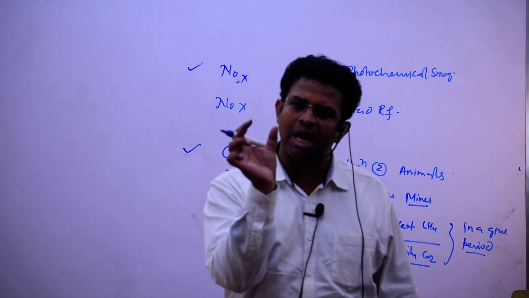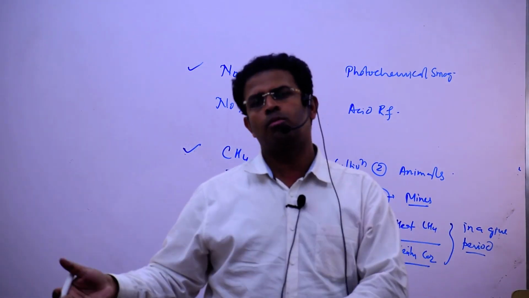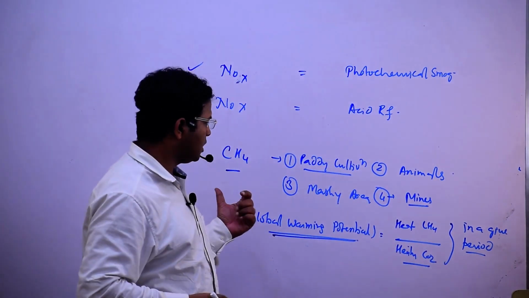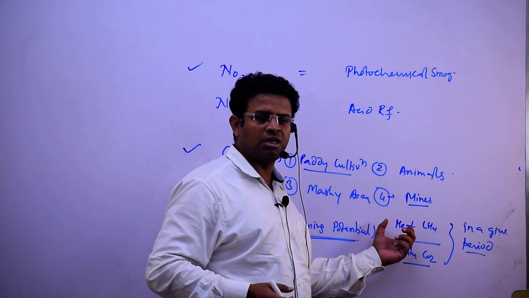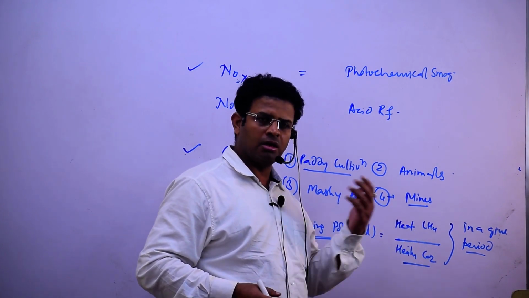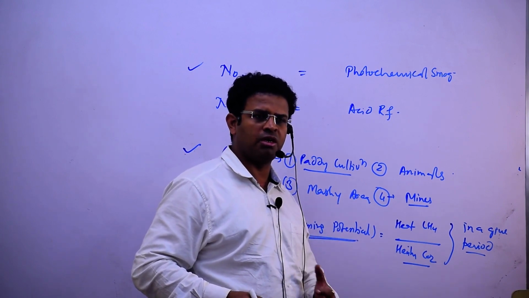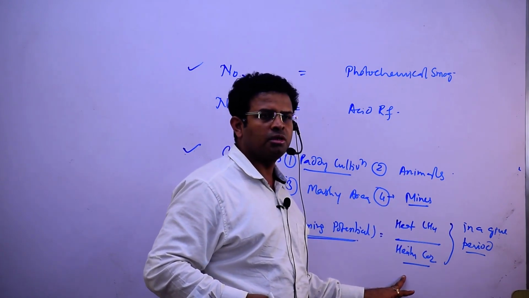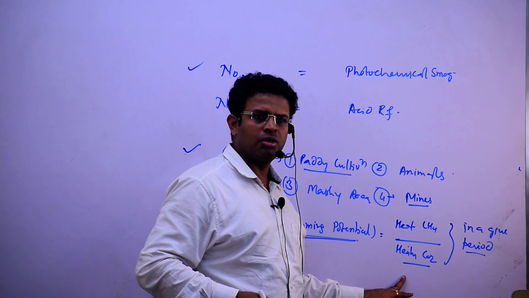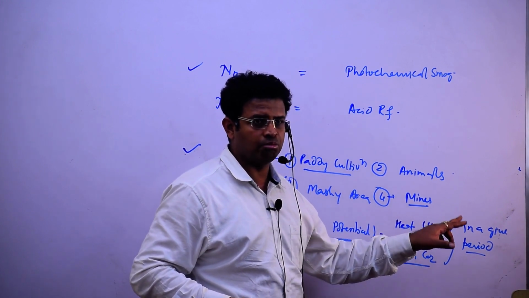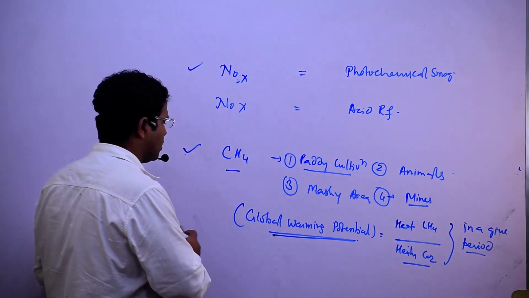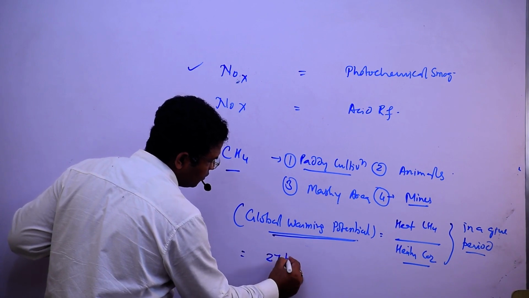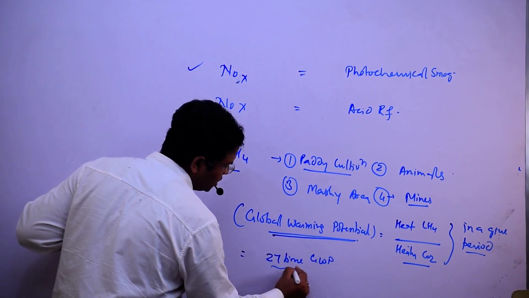So every gas has a lifetime, and within that period, how much global warming it will cause. Understood? So global warming potential, we are always considering the heating effect given by a gaseous molecule absorbing infrared radiation and long wave radiation for a given period, with respect to carbon dioxide. But it should always be in a given period. Understood? So methane, if we take a 30 to 50 year period, it is 27 times more global warming potential.